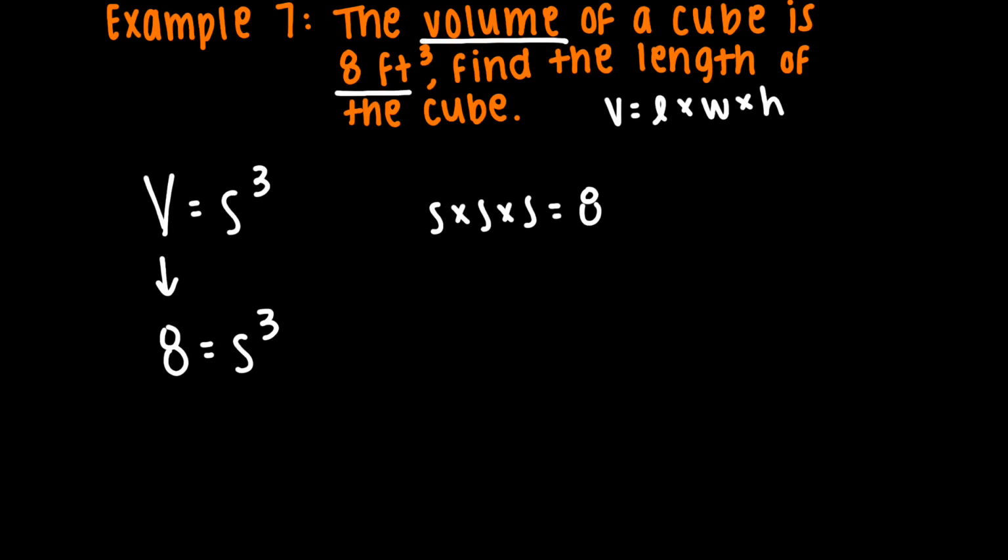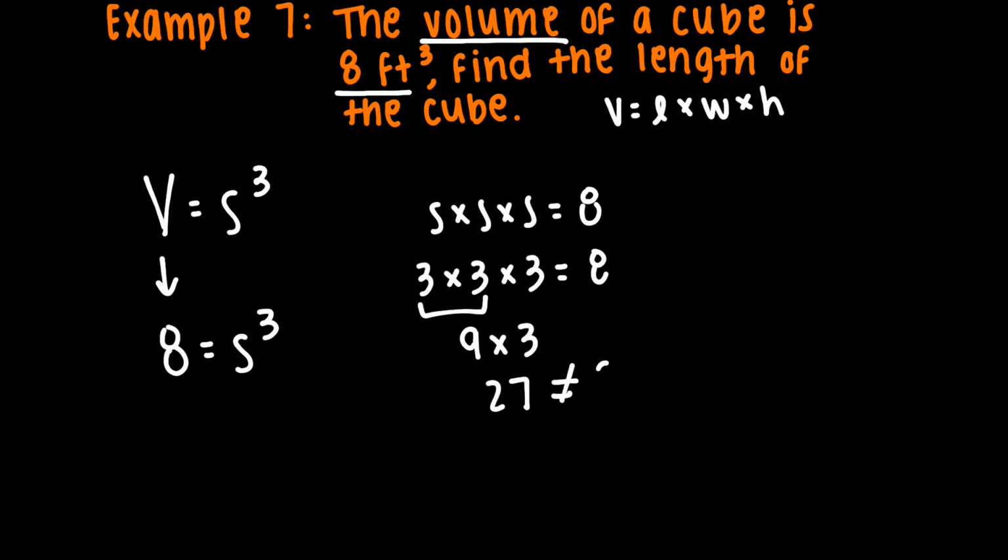Now, after 1, I'm going to go up. I'm going to say, okay, maybe it's 3. Maybe I started too small. So 3 times 3 times 3 equals 8. 3 times 3 gives me 9 times 3 is 27. And 27 still does not equal 8. But 27 is way too big. And 1 was way too small. So that means my answer is between 1 and 3.